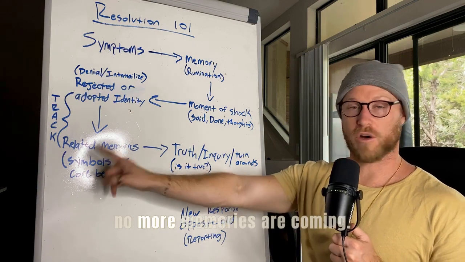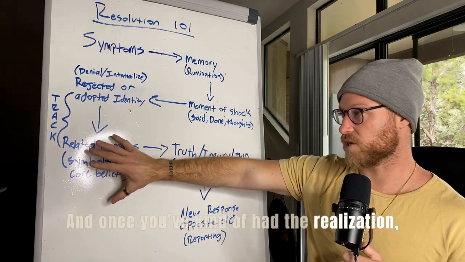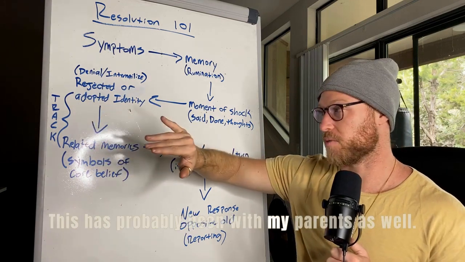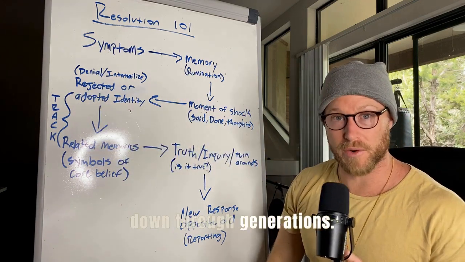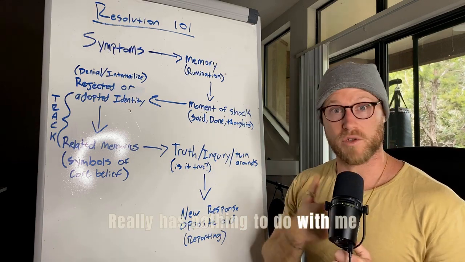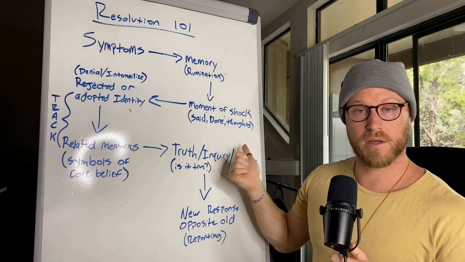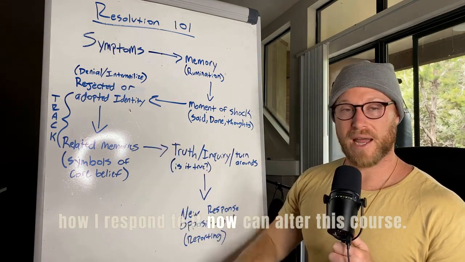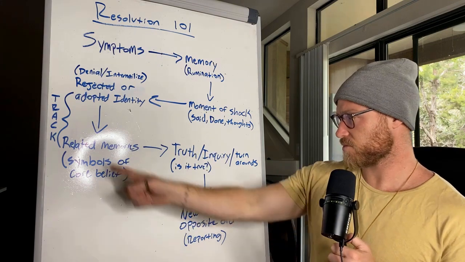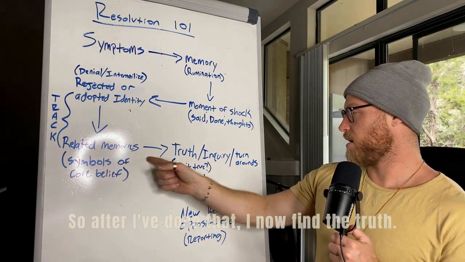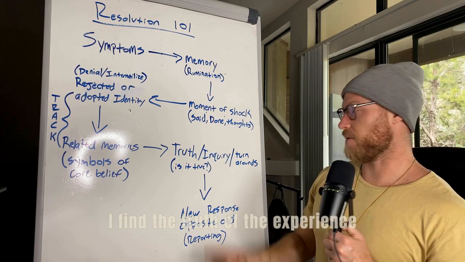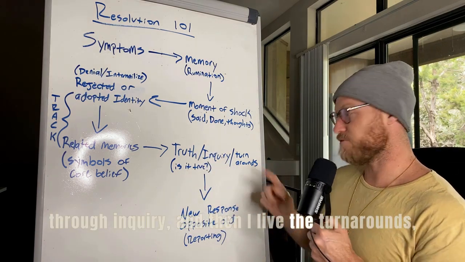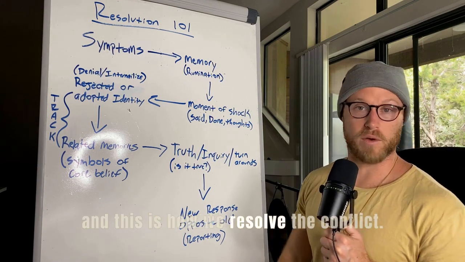Once you've done that, once no more memories are coming, and once you've had the realization, this is much bigger, this is a track, this has been with me all my life. This has probably been with my parents as well. This has probably been passed down through generations. It really has nothing to do with me and nothing to do with them. It has everything to do with me in the sense that how I respond to it now can alter this course. So after I've done that, I now find the truth. I find the truth of the experience through inquiry, and then I live the turnarounds. And this is how we resolve the conflict.